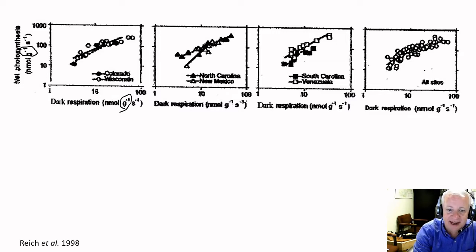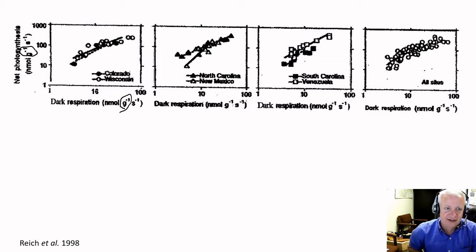And what you see is that there's a general and relatively tight correlation between those two, in that leaves with higher photosynthesis rates tend to have higher respiration rates. And that is related to, likely, the amount of protein in those leaves. Leaves that have higher net photosynthesis rates have more rubisco and other photosynthetic enzymes, and therefore there's a higher maintenance cost associated with those. So that's why those two things are likely related.